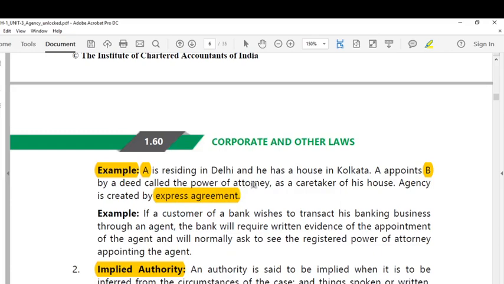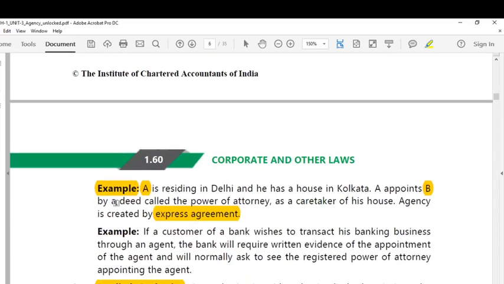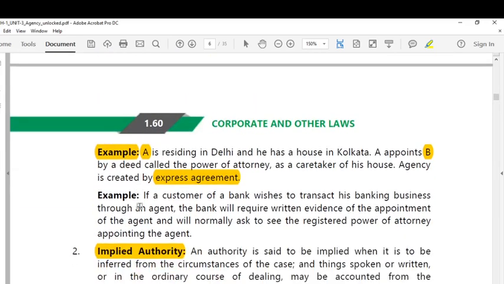No, power of attorney is in writing, so it is an express agreement. So here the agency has come into picture by an express agreement. See, this is an express appointment. This is the example which explains the first mode of agency.